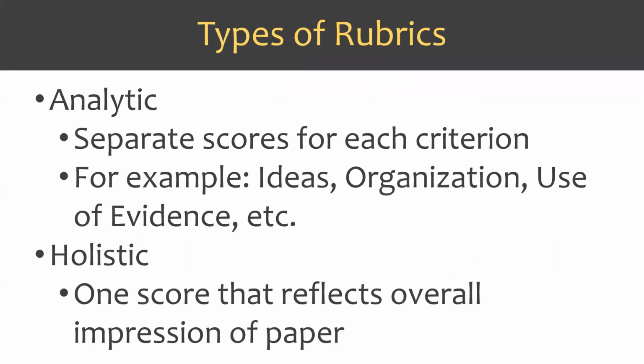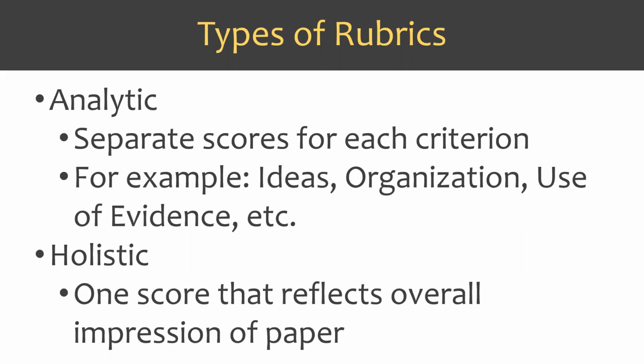So let's start by first talking about the types of rubrics that are available for you to use. In general, there are two types of rubrics. We have an analytic rubric, and we also have a holistic rubric. In an analytic rubric, there is a separate score for each criterion. For example, you may have a score that you give to your students for their ideas. You may have a score for organization or the use of evidence. In a holistic rubric, on the other hand, you have one overall score that represents the overall reflection of the paper, your overall impression of the paper.